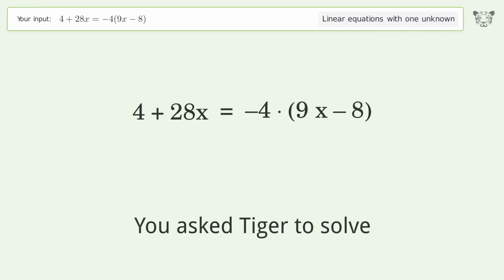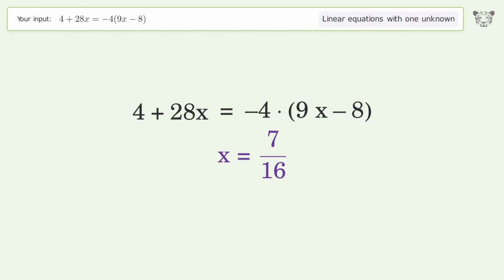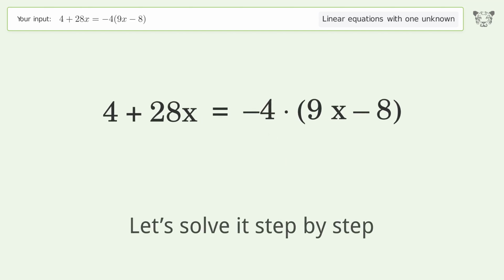You ask Tiger to solve this. This deals with linear equations with one unknown. The final result is x equals 7/16. Let's solve it step by step.